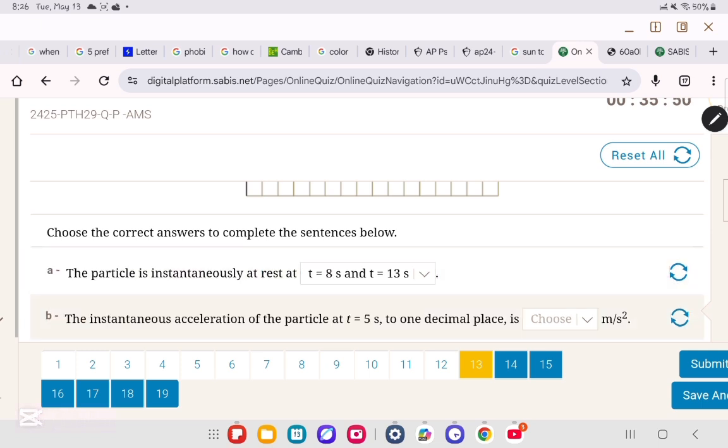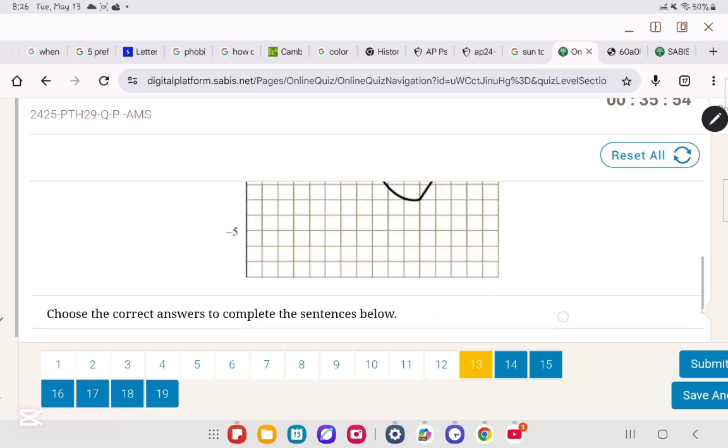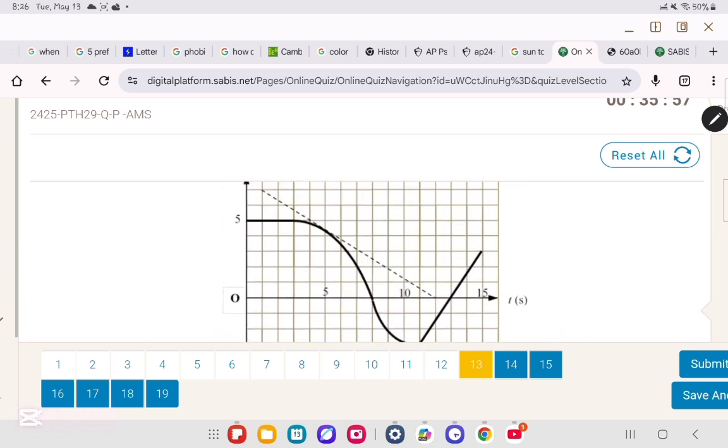The instantaneous acceleration of the particle at time 5 seconds, to 1 decimal place. Okay, at 5 seconds, they drew for us the tangent. Thanks to them for drawing the tangent. You will just take 2 points. Usually I like to take the first and last point if they are the fixed points, okay? So this point over here, it is 1, 7. And this point over here, it is 0, 12. So now let us find the slope together.